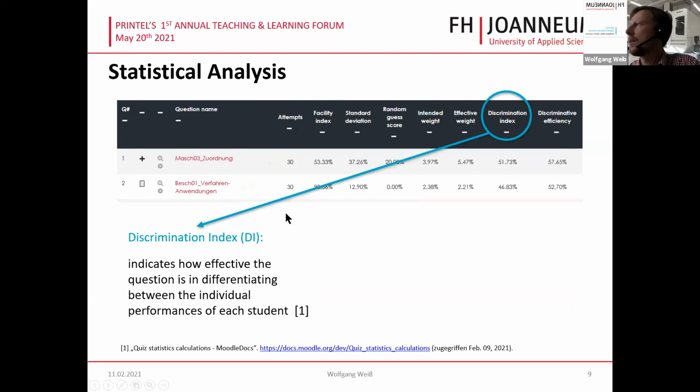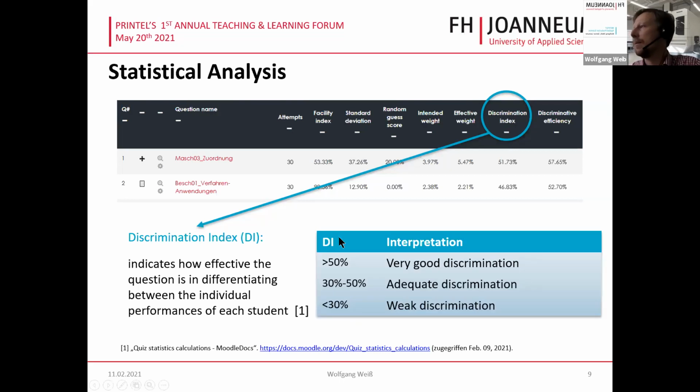Just in the next step, there's this discrimination index. And this discrimination index can also be calculated for every question of an exam. The discrimination index indicates how effective the question is in differentiating between the individual performances of each student. Meaning that this index indicates how able the question is to differentiate between good students and not so good students in terms of the answering result. Parameters above 50% lead to very good discrimination, and below 30%, a weak discrimination is indicated.